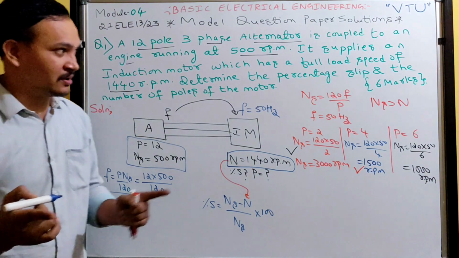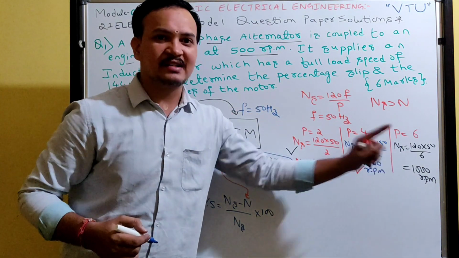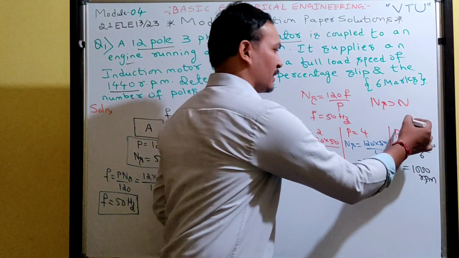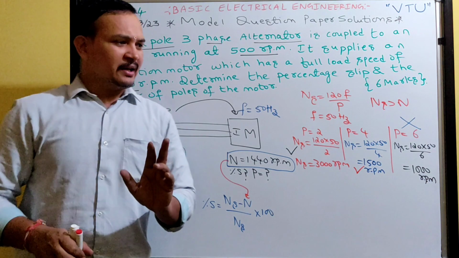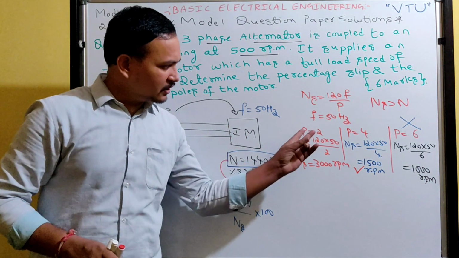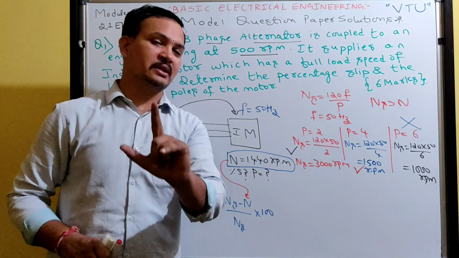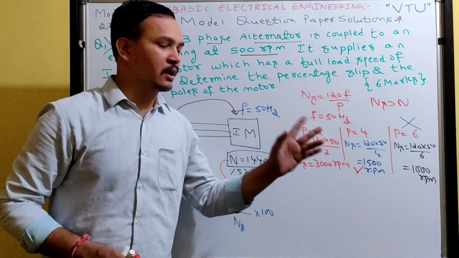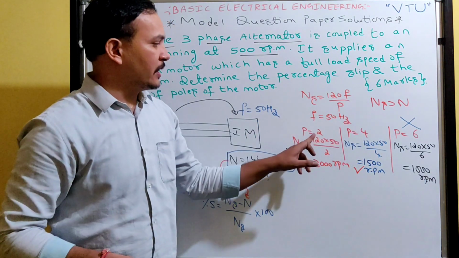To become an induction motor, ns should be more than n. But this condition is not satisfied here. So you can clearly cancel that number of poles. So now an induction motor can have either 2 poles or 4 poles. Okay, but you should select any one, either 2 or 4. So this condition is satisfied by these 2 poles.